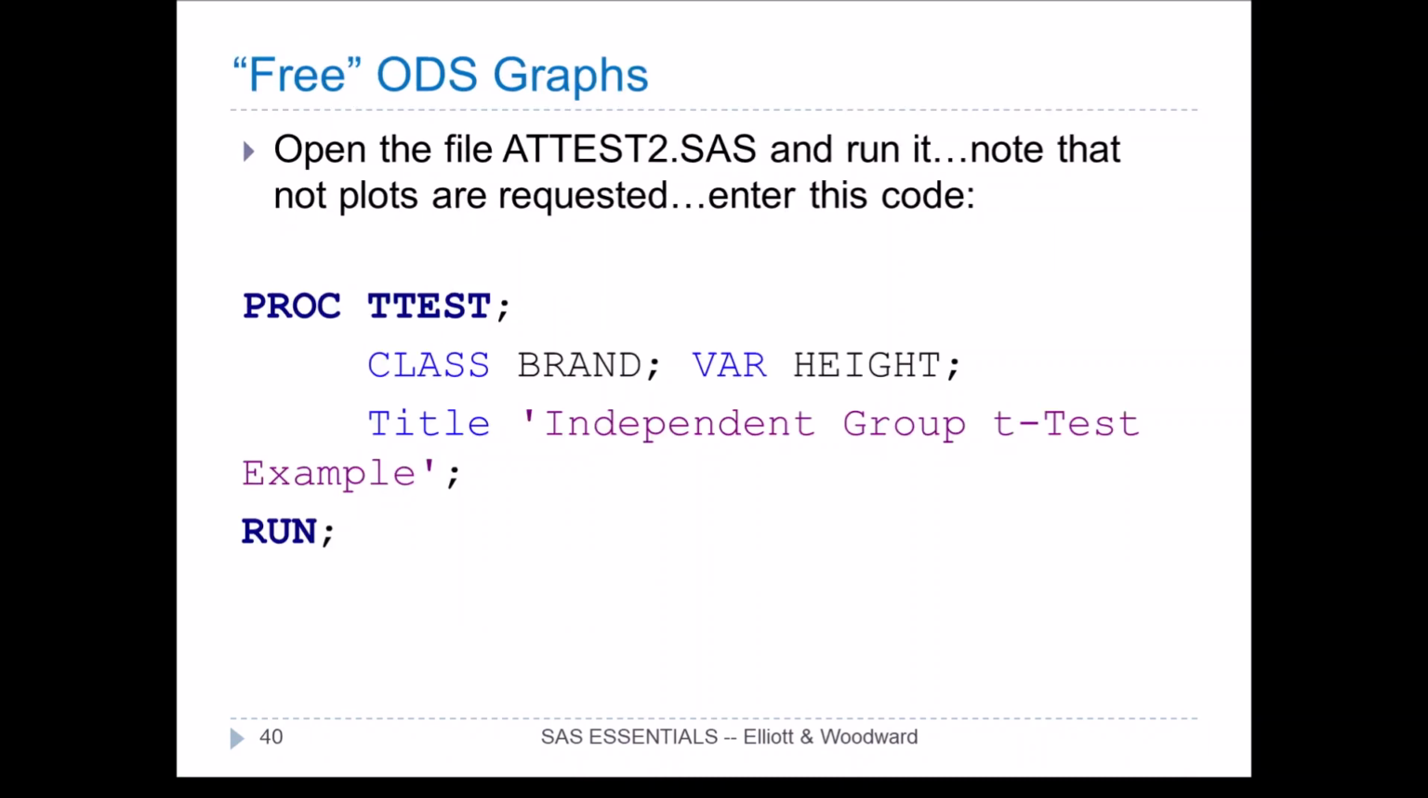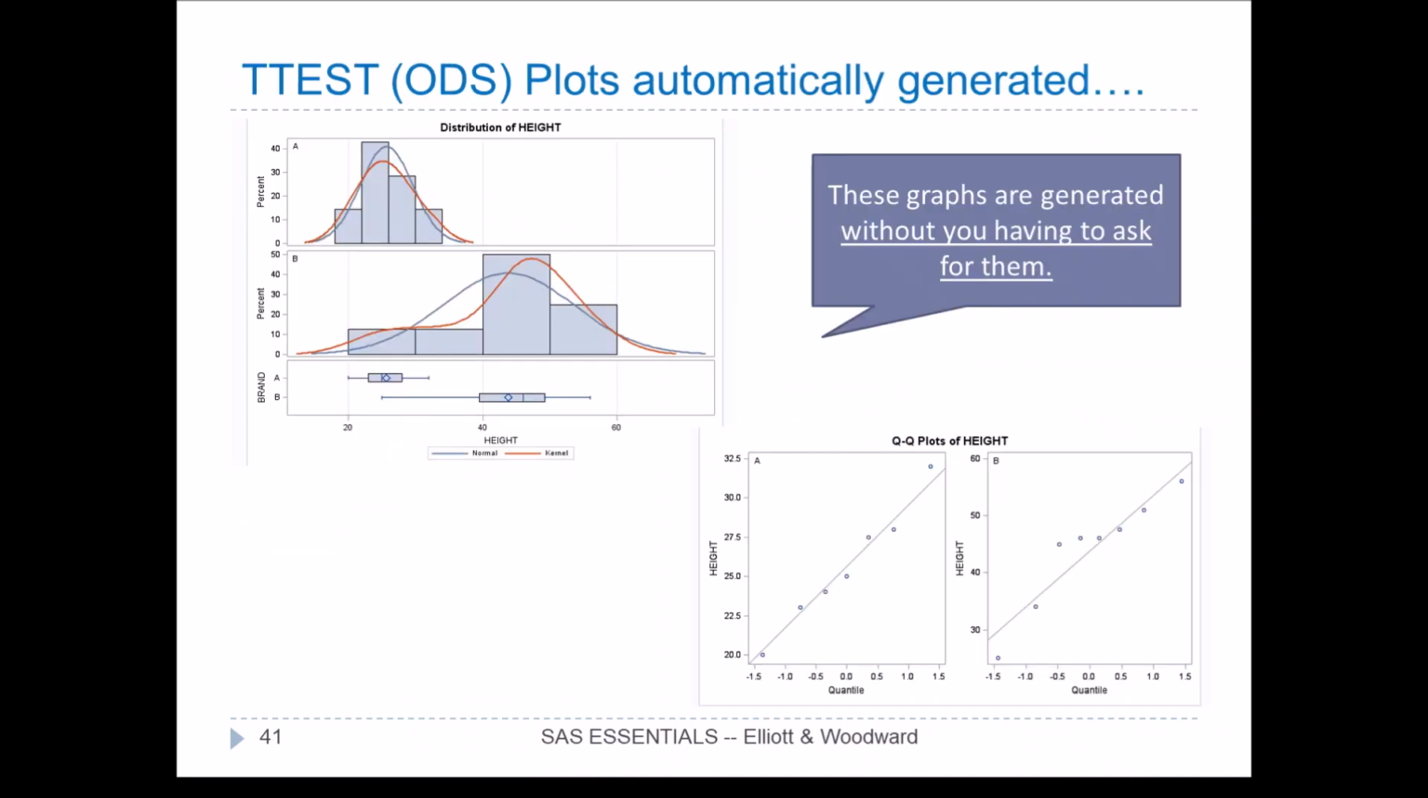All right, so let's open up the file called attest.sas and just take a look at it. Note that no plots are requested in this code. However, when we run the code, we see that some plots were actually created. These are what I call the free plots. I won't talk about what these plots are. We'll look at that more in a chapter where we talk about t-tests. But nevertheless, it gives us some free plots.